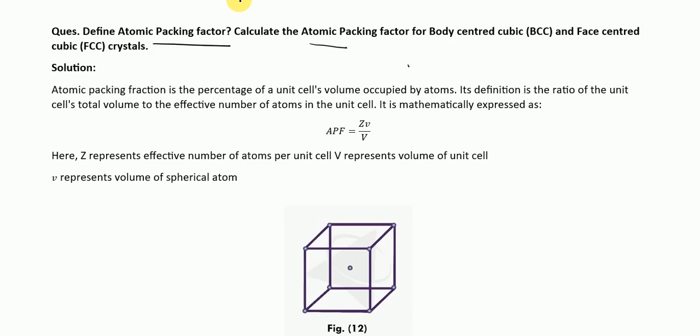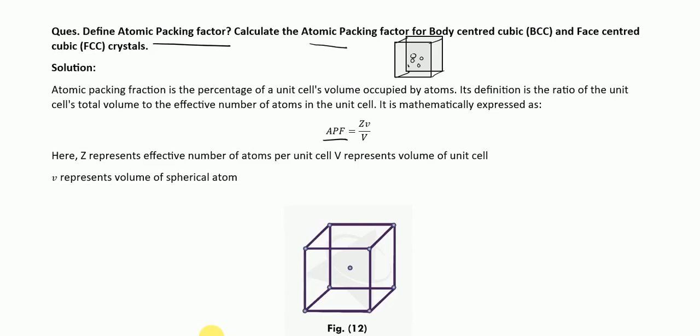Think of APF, or the atomic packing fraction, as the amount of space inside a crystal structure that is actually filled by atoms. It's like thinking, suppose this is a box and there are some marbles, right? So, how much of this box is filled with the marbles versus the empty space?